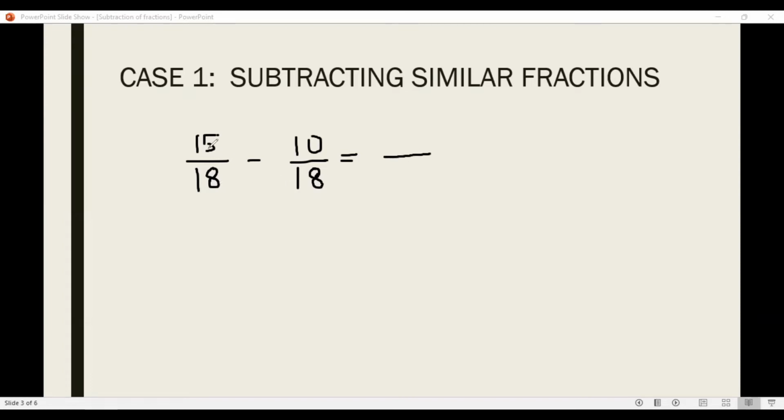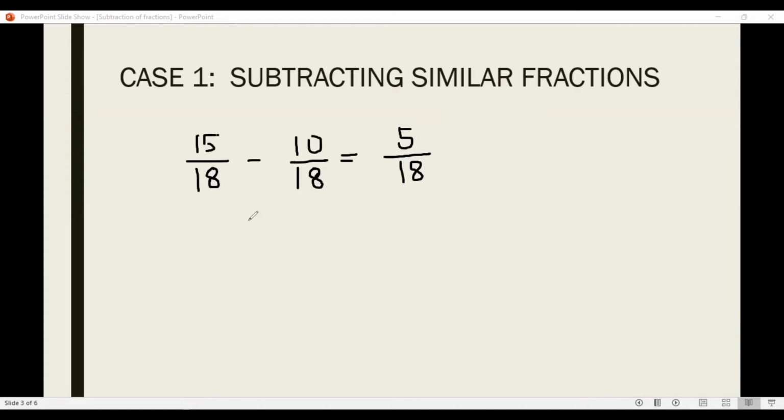So 15 minus 10 will simply give us 5. And for the 18, you just have to copy. So our answer is simply 5 over 18. Then let's evaluate the numerator and the denominator to see if they are divisible by a common number, so that we can reduce if there is any number that can divide them. So 5 and 18 are relatively prime. Therefore, we have 5 over 18 as our final answer.